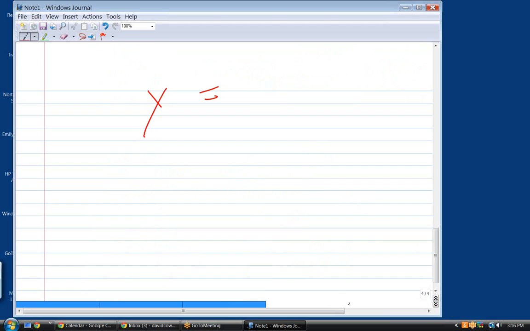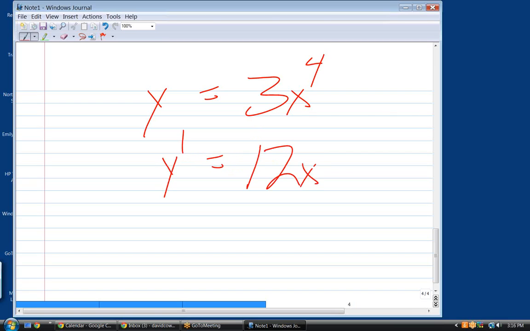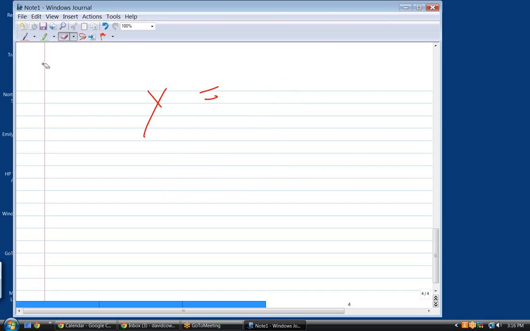Yeah. In other words, what's the derivative of that? What's y prime here? It's 12x cubed. Right. Now, when you get things like this, you can't use the power rule. You have to use something called the product rule. And you'll learn that. That's coming up very shortly for you.